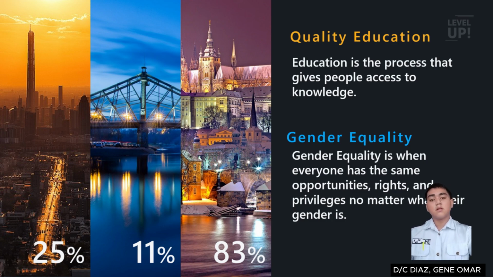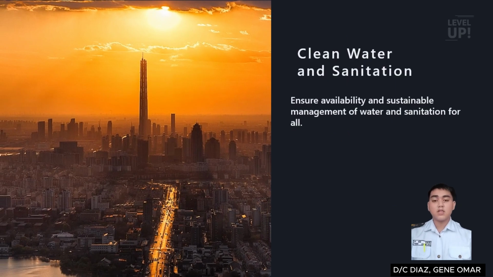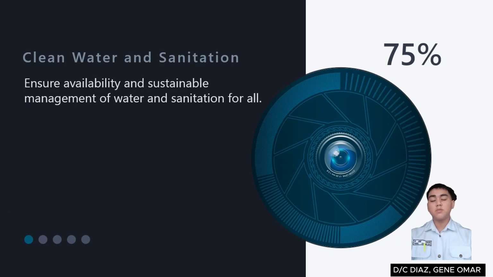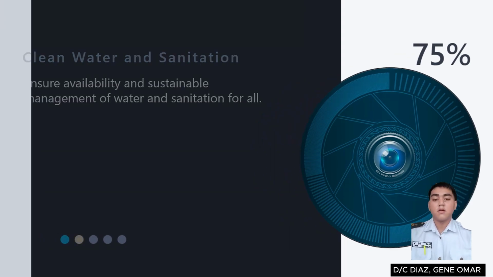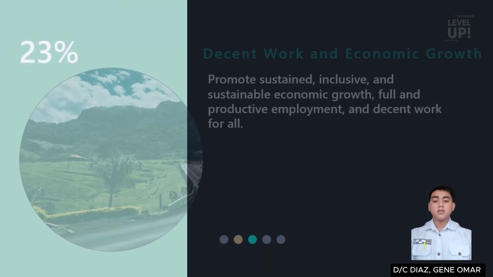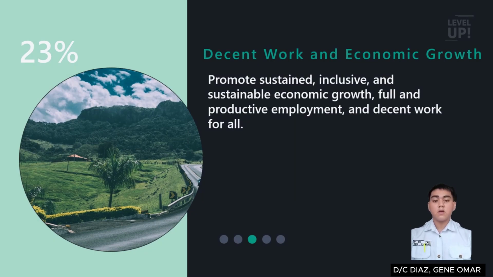Number 6, clean water and sanitation. This ensures availability and sustainable management of water and sanitation for all. Number 7, affordable and clean energy. This ensures access to affordable, reliable, sustainable, and modern energy for all. Number 8, decent work and economic growth. Promote sustained, inclusive, and sustainable economic growth, full and productive employment, and decent work for all.